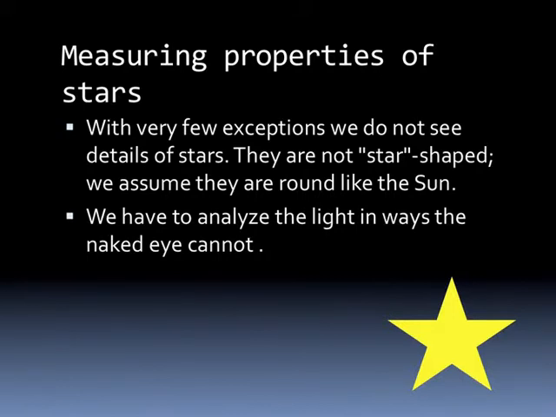So, how do we measure the properties of stars? With very few exceptions, we don't see details of stars. They're not star-shaped. We assume they're round like the Sun. We have to analyze the light from the stars then in ways that the naked eye can't.